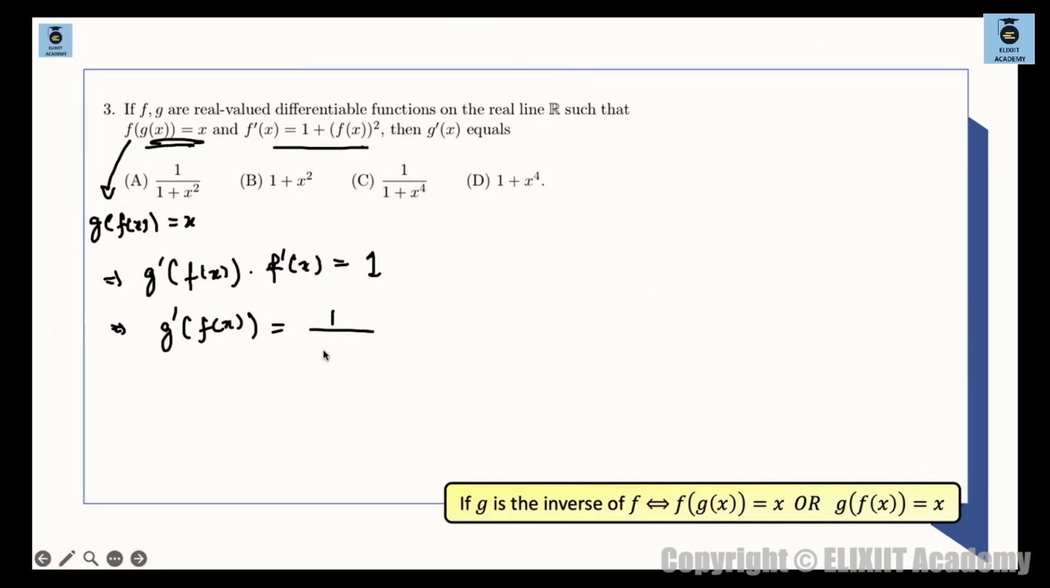1 upon f dash of x. This is what we are having. We need to find what is g dash of x, right? So we have the value of f dash of x here. So 1 upon f dash of x is 1 upon 1 plus f(x) whole square.